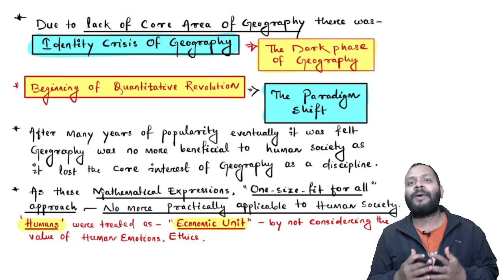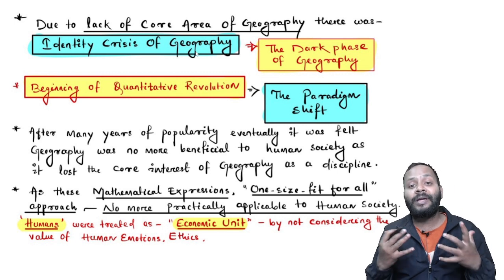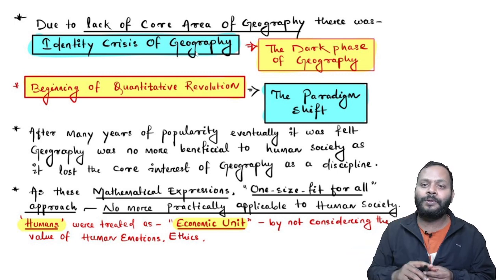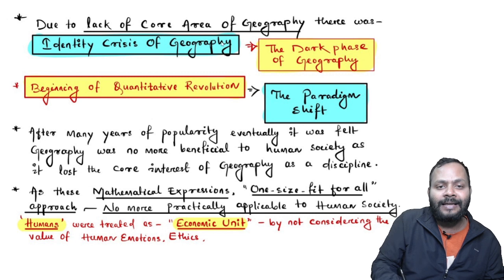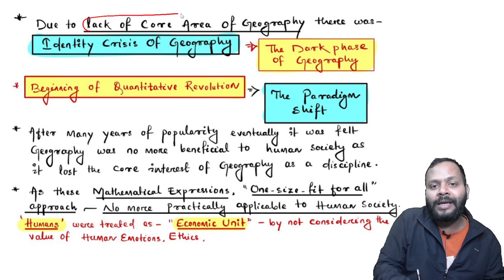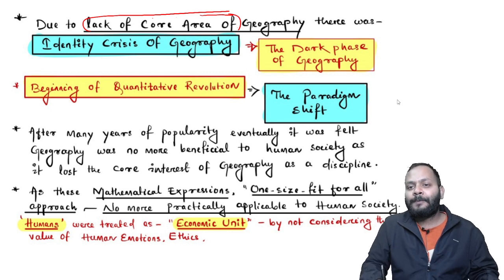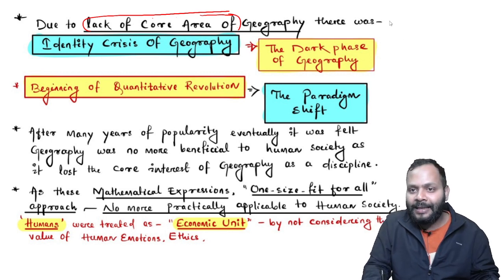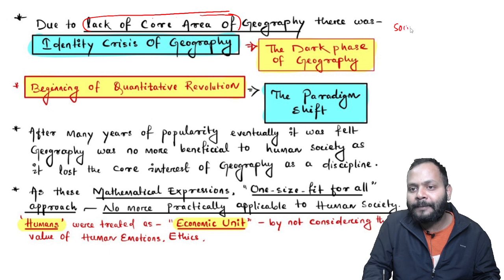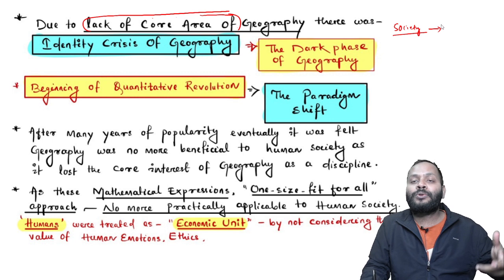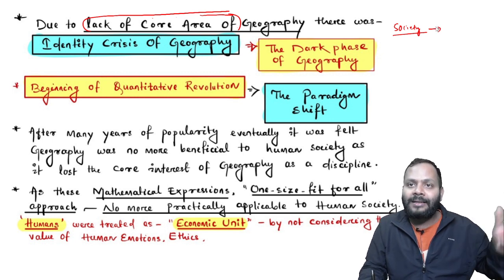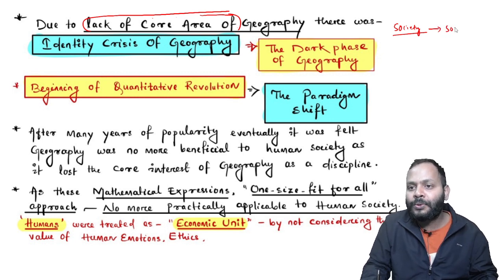That is the phase where, due to the lack of a core area of inquiry in geography, there was an identity crisis. What exactly do we understand by the core area of inquiry? Suppose I want to know about a society, where exactly do I have to look? I can go to Indian society or sociology. Society can be better explained in sociology, right? Can I go for sociology?